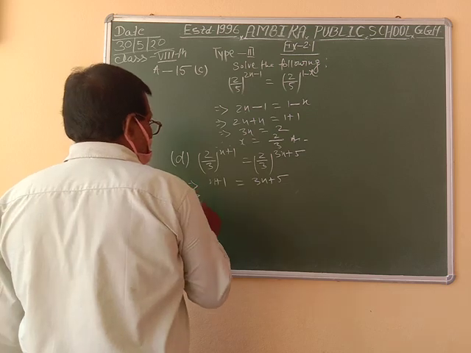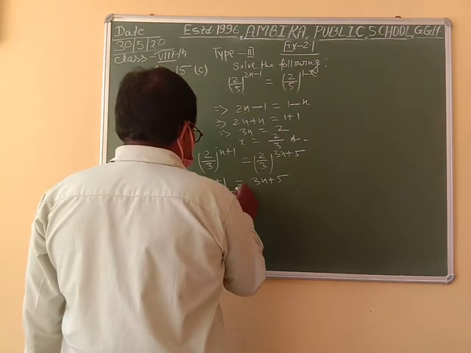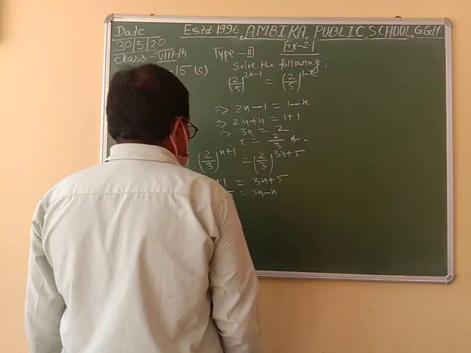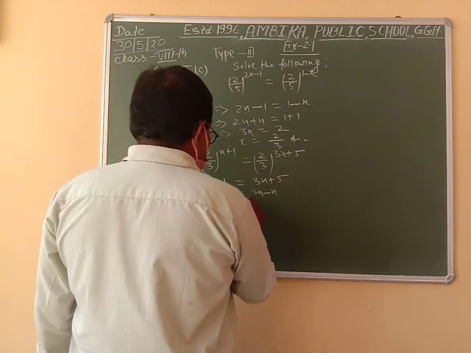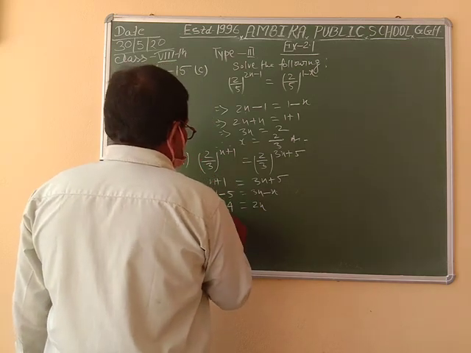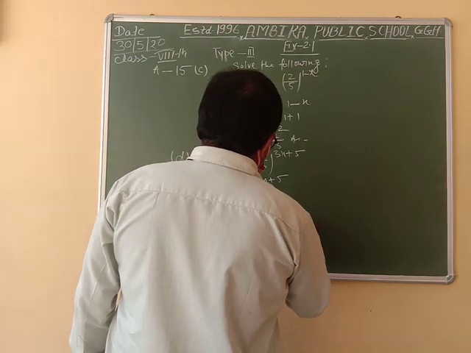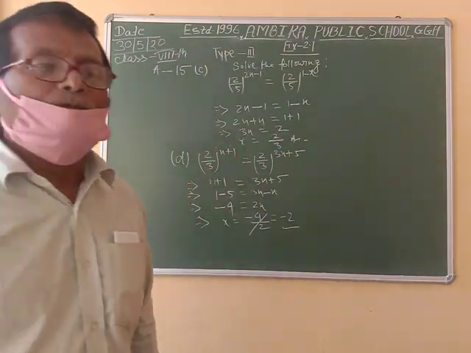So 1 minus 5 is equal to 3x minus x. Minus 4 is equal to 2x. x is equal to minus 4 by 2, which is equal to minus 2. Hence the value of x is equal to minus 2.